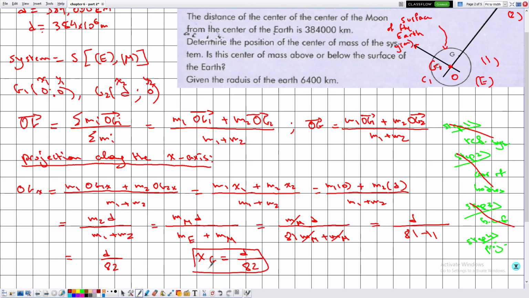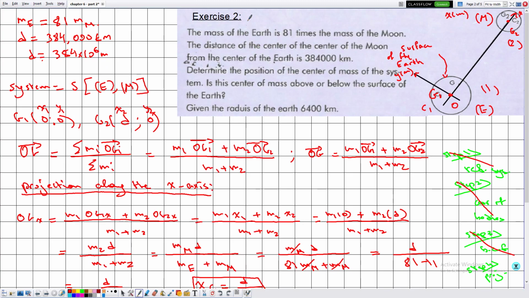And notice that here we didn't specify any unit, because usually whenever quantities are expressed in terms of other quantities, we don't express any unit. So in this case, xG, the coordinate, is given by D divided by 82.